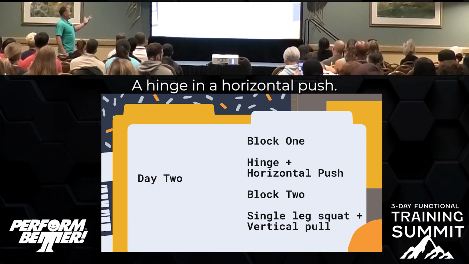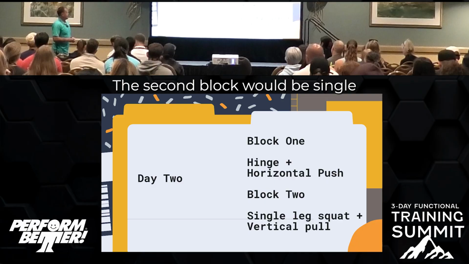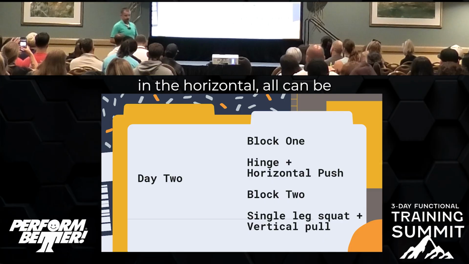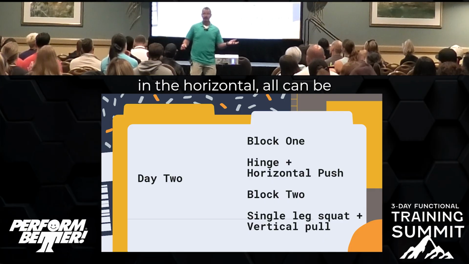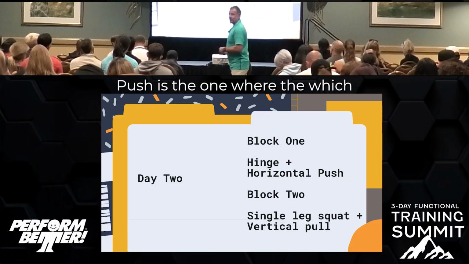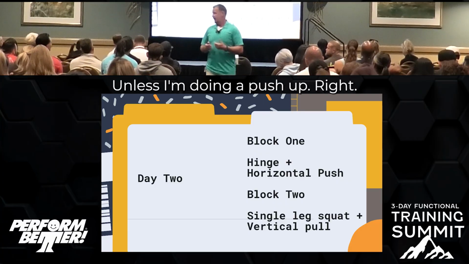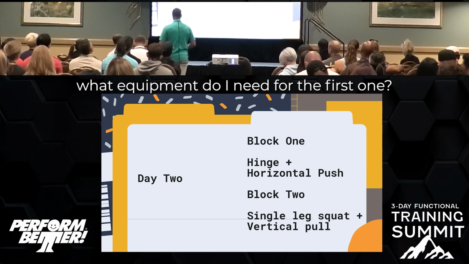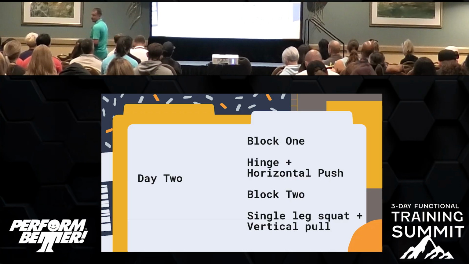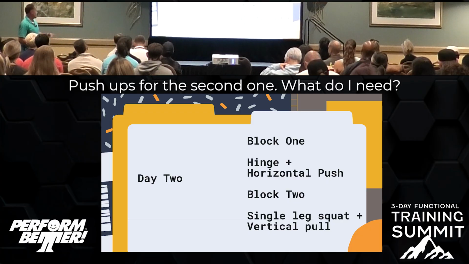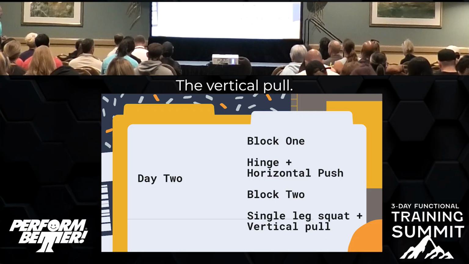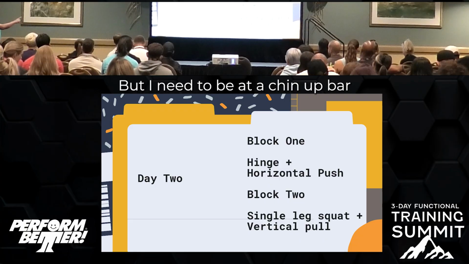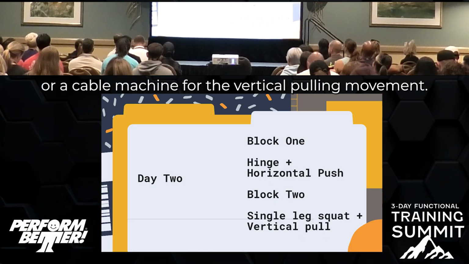Here's my second one, a hinge and a horizontal push. The second block would be single leg squat and vertical pull. Where's the spotting exercise? The horizontal. All of them can be. Horizontal push is the one where the weights can come down on top of you, unless I'm doing a push-up. If I'm using dumbbells for all of these, what equipment do I need for the first one that is not a weight? A bench, or unless I'm doing push-ups. For the second one, what do I need? Just vertical something. So now I've got flexibility in my stations. But I need to be at a chin-up bar or a cable machine for the vertical pulling movement.